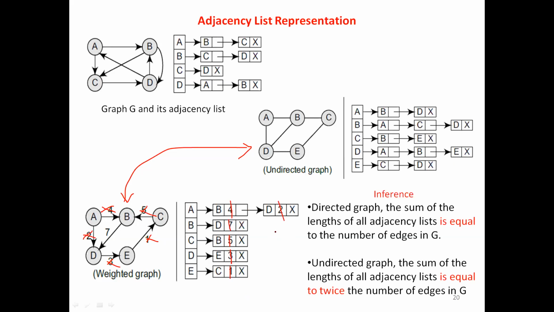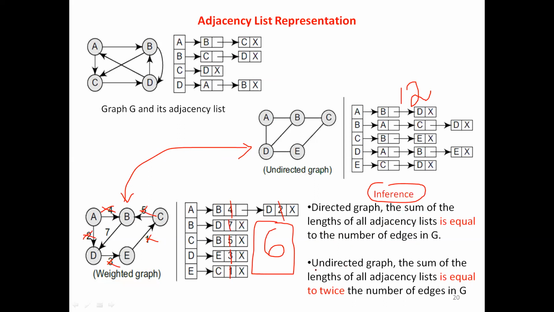When you look at this, in case of a directed graph, it takes only six spaces. 1, 2, 3, 4, 5, 6 here. 1, 2, 3, 4, 5, 6. You look at here, it requires double, 12. Why? Because it's undirected. That is the inference. What we are inferring from the directed graph: the sum of the lengths of all the adjacency lists is equal to the number of edges. The sum is 6, right? In case of a directed graph, it is equal to the number of edges. Yes, if I count the edges, it is 6.